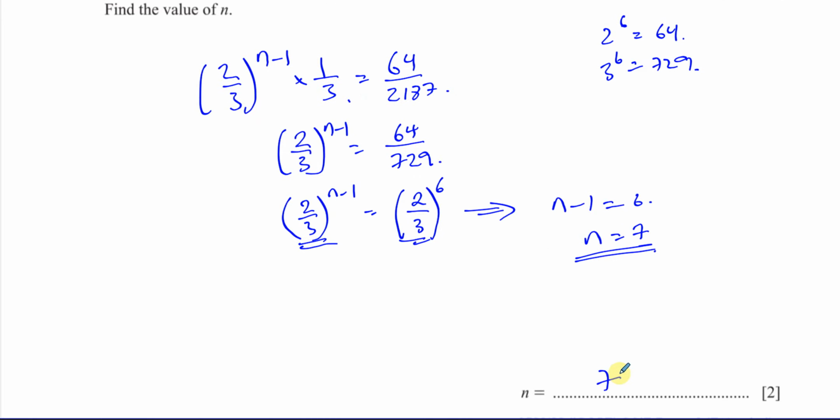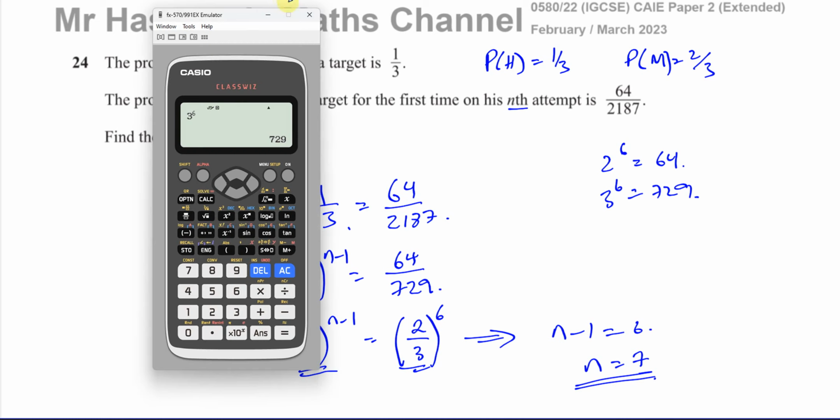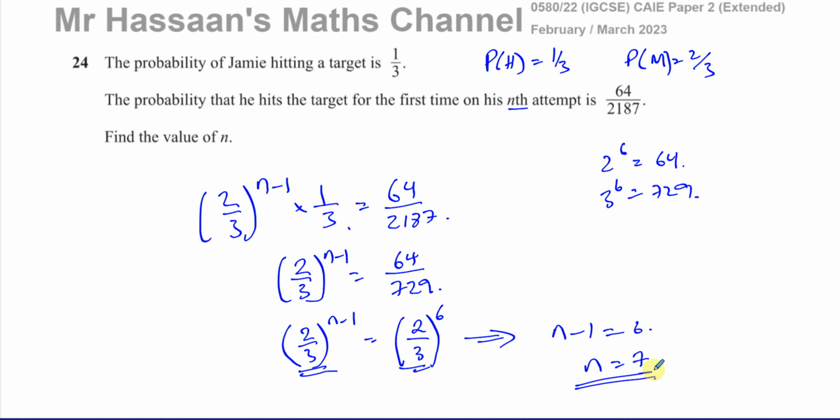Okay, and we can check our answer is correct by putting it back into here. We can say 2/3 to the power of 6. If we put it in here, that should give us this answer, just to make sure. So we have 2 over 3, close the bracket, to the power of 6 times 1 over 3. Now what does that give us? 64 over 2187. So we know that we're correct. All right, so n is equal to 7, because we had 7 minus 1 to get the 6.